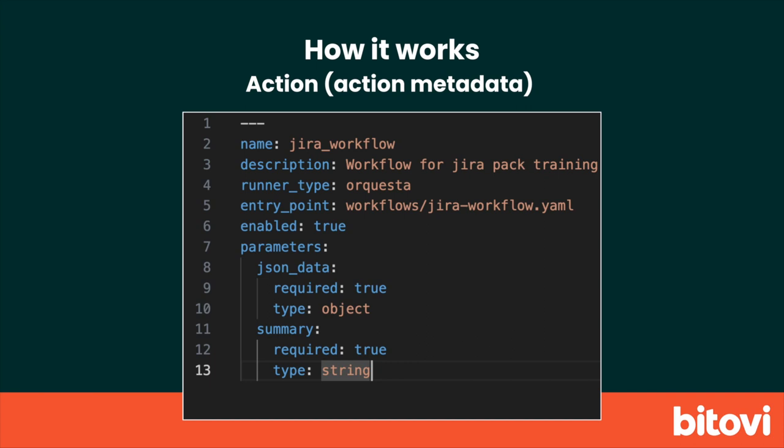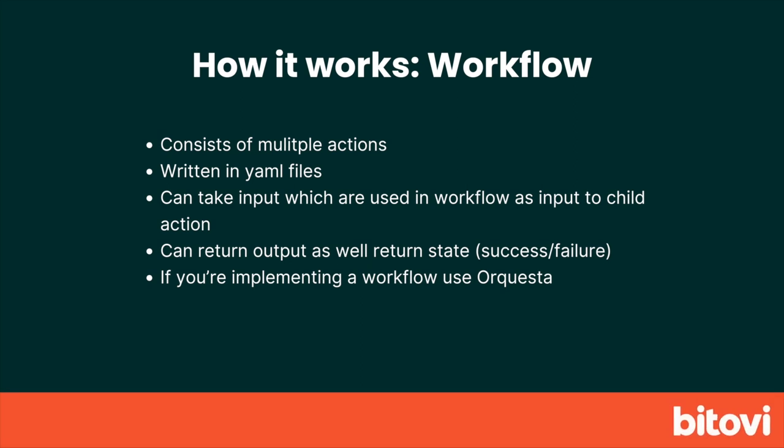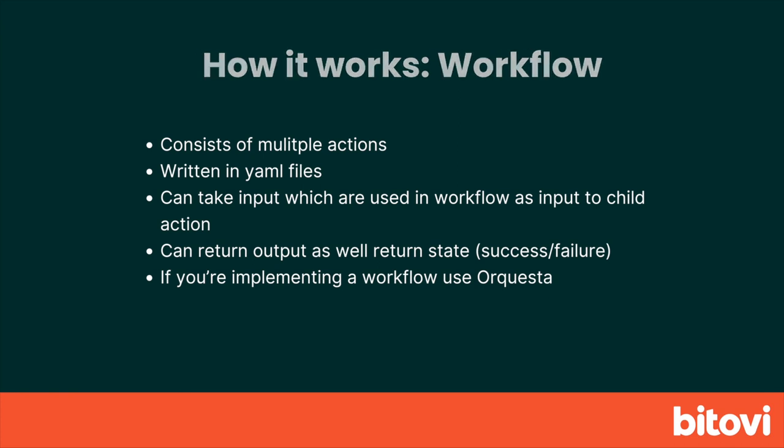And as I told, we take an action in two parts. The other will be the actual action YAML file or workflow YAML file. So a workflow consists of multiple actions. We talked about action metadata. This will be the file which will contain the actual actions. These are also written in YAML. They can take input, they can provide output, and you can manipulate data using Jinja or YAML. If you are implementing a workflow, use Orquesta. If you are just using a Python script, use the Python runner. We have already discussed that.